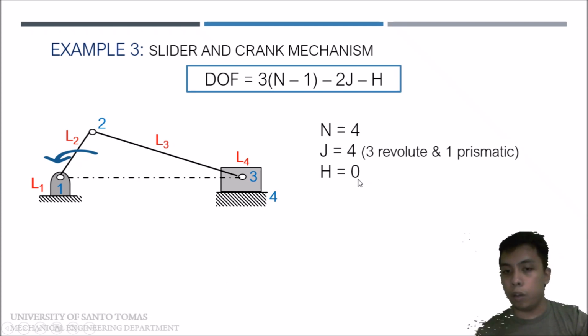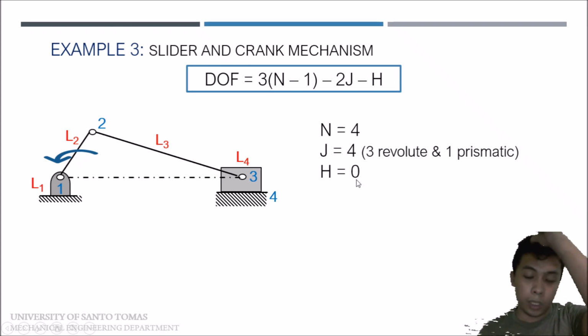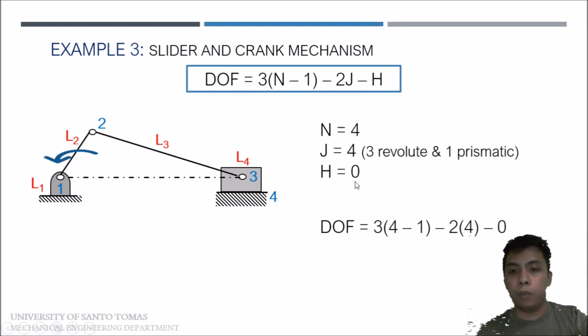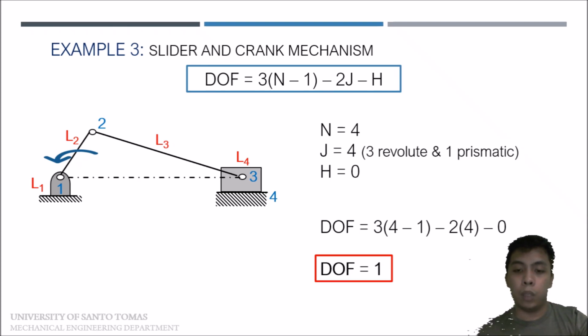Next, the number of higher order pair in the mechanism will be equal to 0. Solving for the DOF or the degree of freedom, 3 multiplied by 4 minus 1 minus 2 times 4 minus 0, the degree of freedom will be equal to 1.